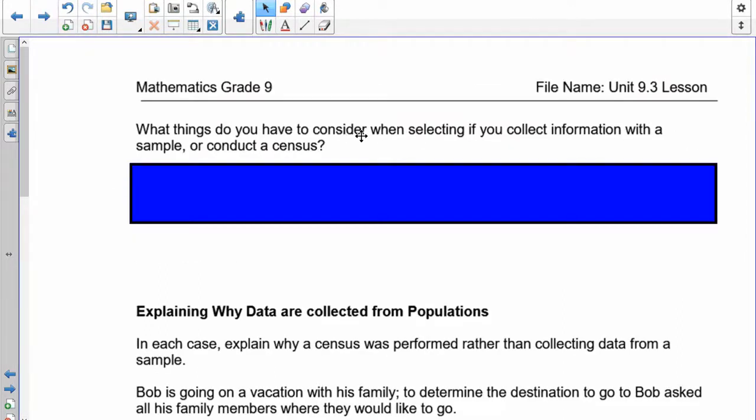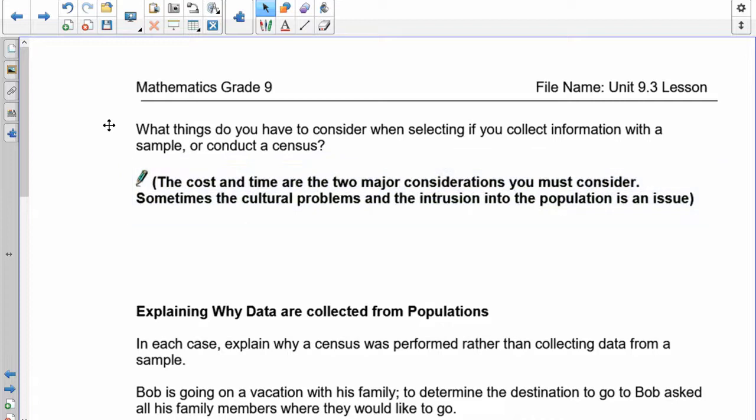What things do you have to consider when selecting if you collect information from a sample or conduct a census? Well, the first things that always come up when you're talking about samples versus census is cost and time. These are the two major considerations you must consider. Sometimes the size of the population is an issue. It would take too long to do the census, to contact everybody, or too long to measure everything that was produced. If you're in a ball bearing factory and producing millions of ball bearings, you don't have time to measure every single one of those ball bearings. So that is when you do a sample. However, if you are only in a classroom of 50 people or 20 people, you could do a census because then time and cost are very, very low.